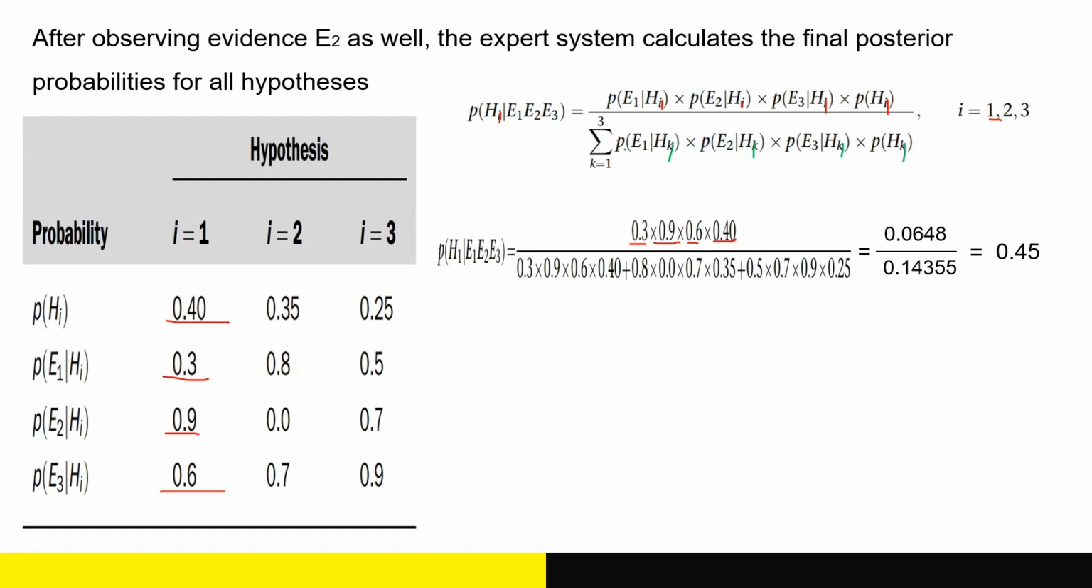So the probability of evidence 1 given hypothesis 1, so we have 0.3, and then multiplied by the probability of evidence 2 given hypothesis 1, so we have 0.9, and then multiplied by the probability of evidence 3 given hypothesis 1, so we have 0.6, and then multiplied by the probability of H1, so we have 0.40. Plus, so our index k now is 2.